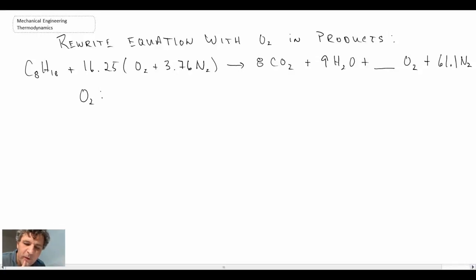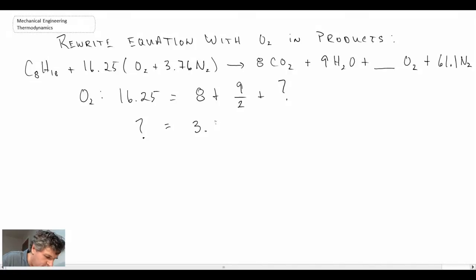You'll notice we do not know how much free oxygen we have on the product side. On the left, we know diatomic oxygen has 16.25. And then on the right, it is in the carbon dioxide, we have 8. We also have it in the water vapor, 9/2, plus an unknown we can solve for, 3.75. That enables us to plug it into the equation. So there we go, we have our stoichiometric balance for the reaction equation now.